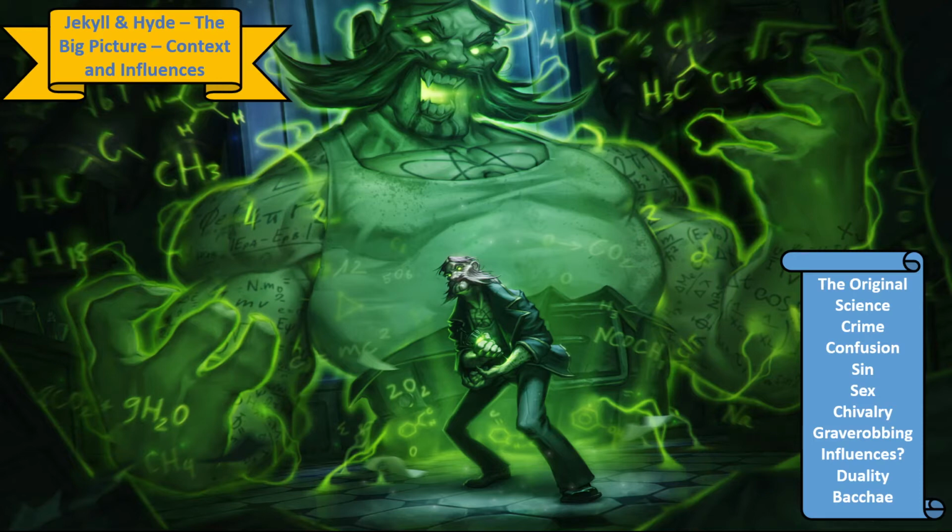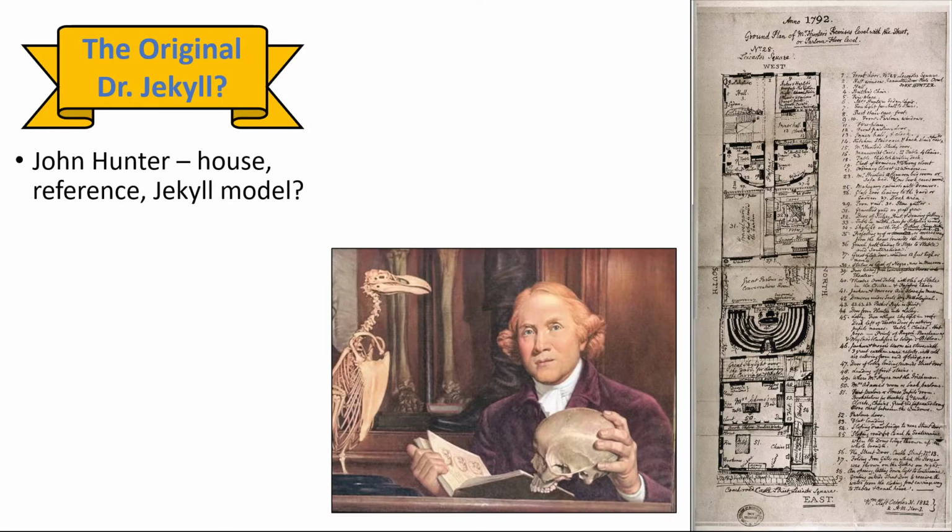I've always found that knowing some of the influences and the history and the context makes it much more memorable, much more interesting. Okay, so we start off with a bit of the original Dr. Jekyll, and the character is based on a man called Dr. John Hunter. There are a couple of references to him in the text.